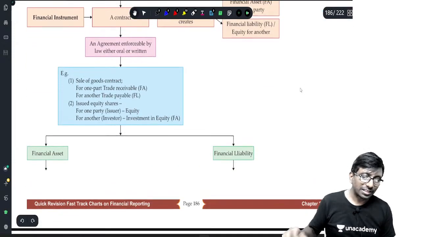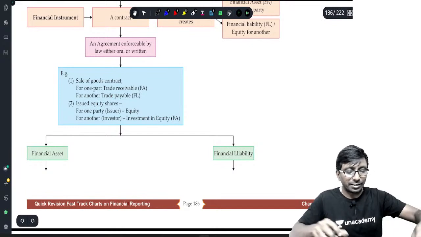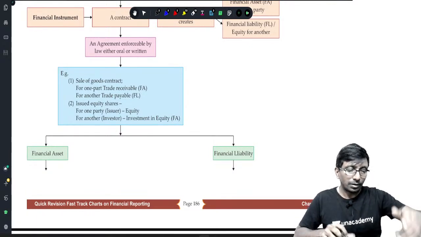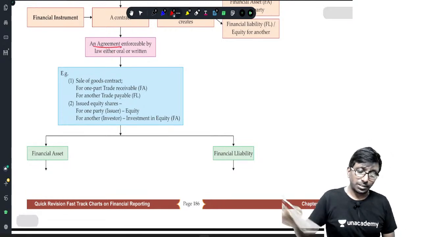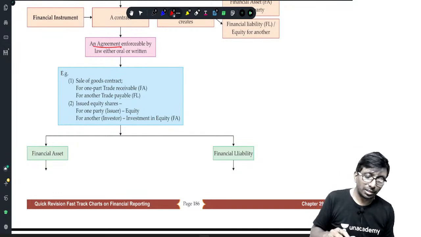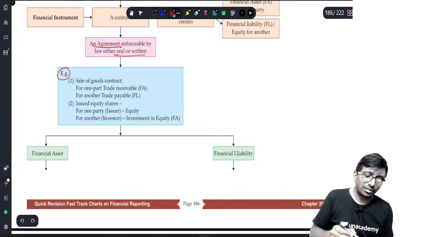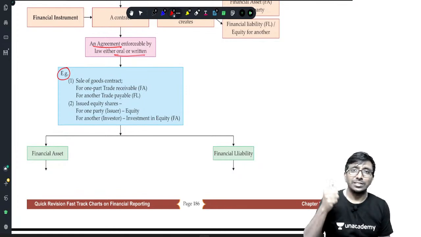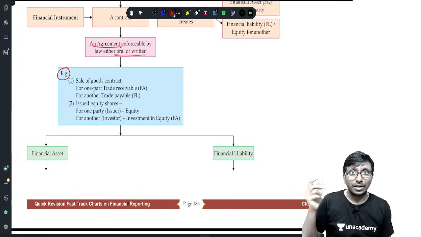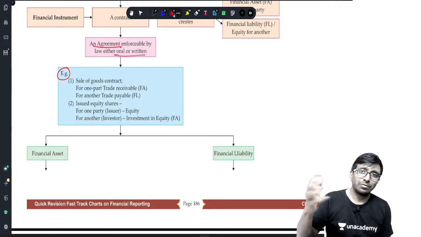It's a contract, so there must be an agreement, enforceable by law, either oral or written. We have many financial contracts, such as the sale of goods. I sold goods and got a debtor. It is a financial asset for me, and the other party has to create a financial liability, because he has to pay me. When I have a debtor, the other person records a creditor.